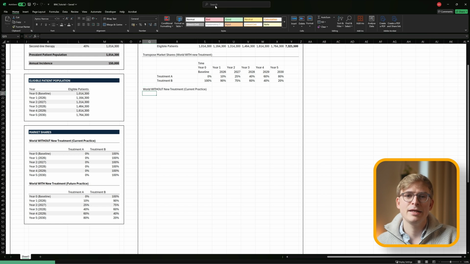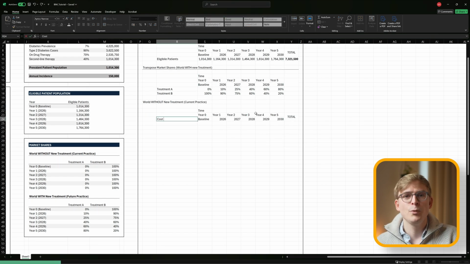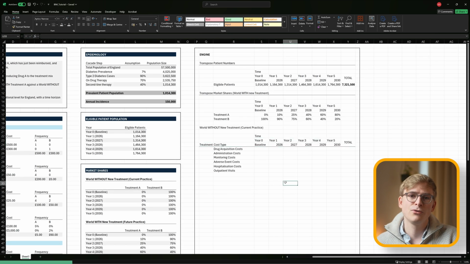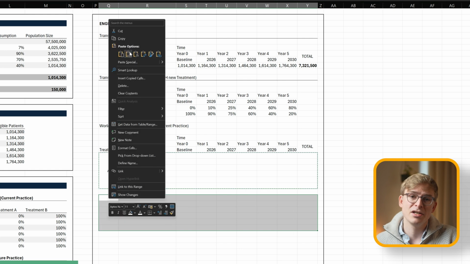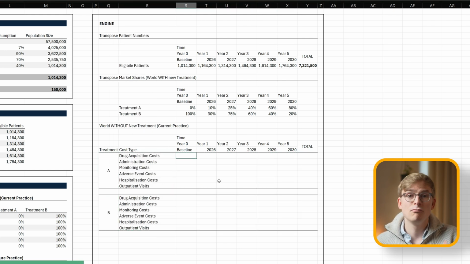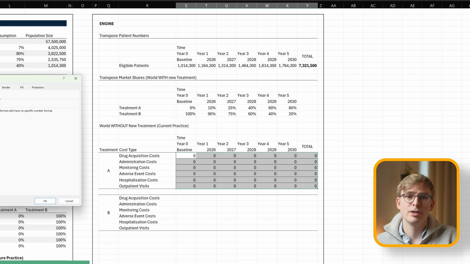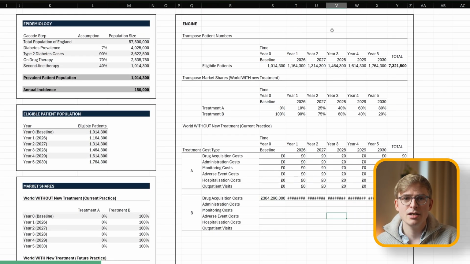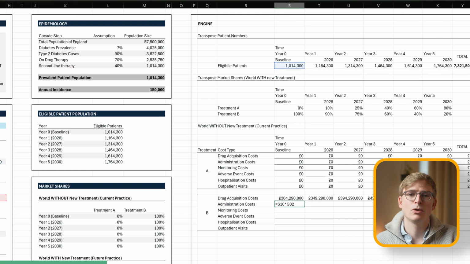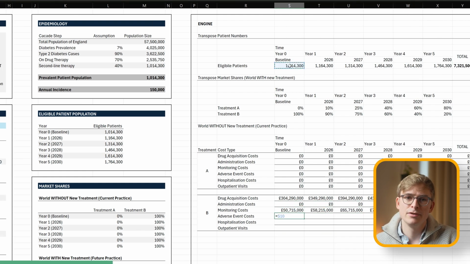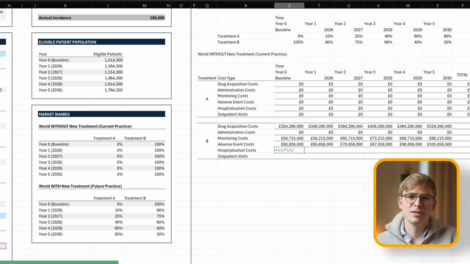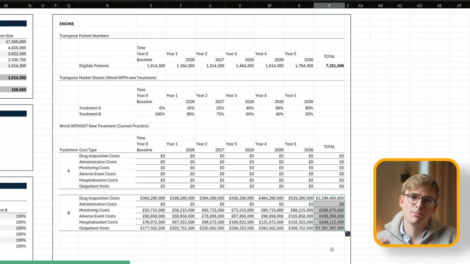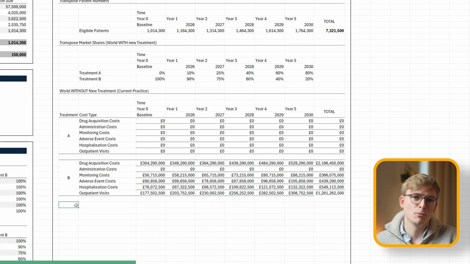Once that's done, we can create the engine for our world without A. We do this by listing the 6 cost types we've estimated before and calculating the costs for both A and B over our 5-year time horizon. In the world without A, logically, all costs are zero, as treatment A doesn't exist yet. For treatment B, we can use the transposed patient numbers for each year and multiply these by the annual cost per patient, using a fixed reference for the cost. We don't need to make any further adjustments here, as all patients receive treatment B and the costs are already expressed per patient per year, so it works smoothly with our model structure.